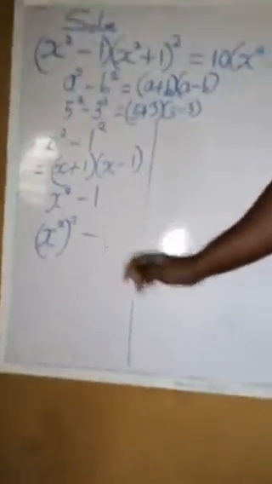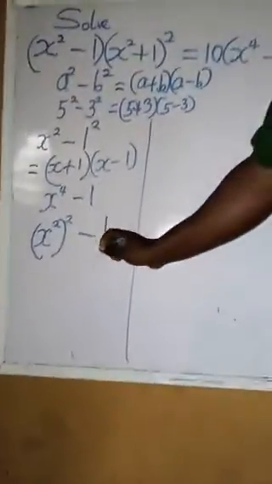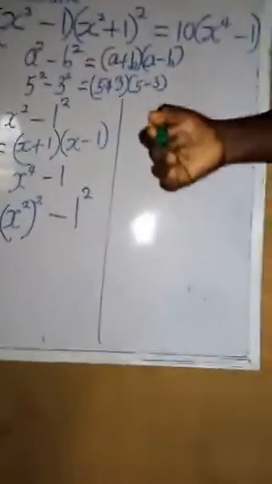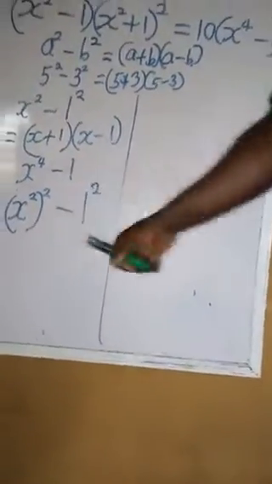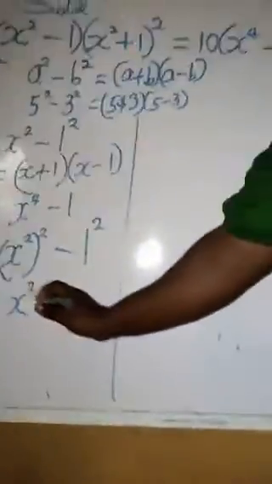Then minus, and I want to write this one as 1 squared. 1 squared simply means 1. Now this is a square, this is another square. So according to this principle, this can be written as x squared plus 1 times x squared minus 1. So now you want to substitute all this into this equation.